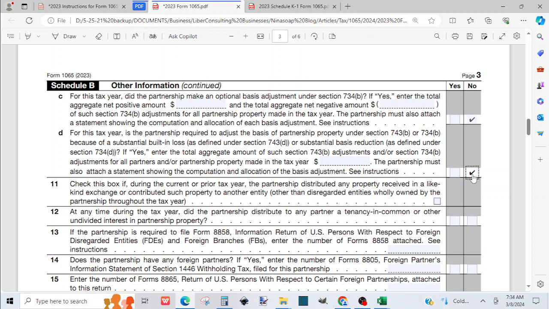For this tax year, did the partners make any optional basis adjustment? No. For this year, was the partnership required to adjust the basis of partnership property? No. Check the box if during the current year the partnership received any property. No. At any time during the tax year, did the partnership distribute to any partner? No. Is the partnership required to file Form 8-50A? No.